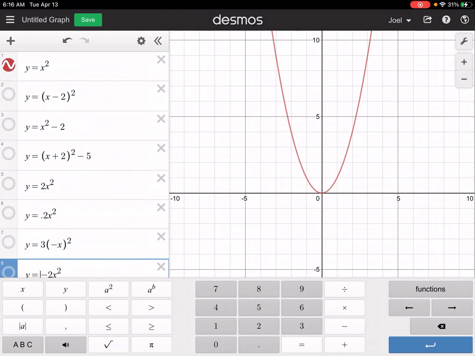All right, Algebra 1. For today on transformations, we're going to just spend the day looking at Desmos here, and it's only going to take a couple minutes.